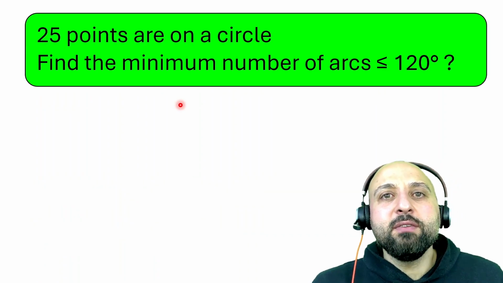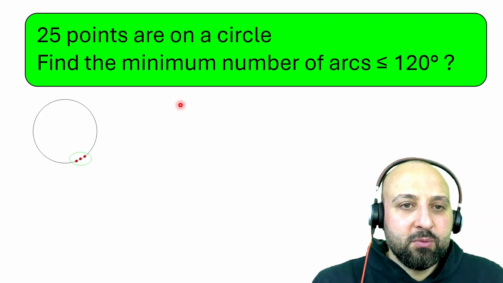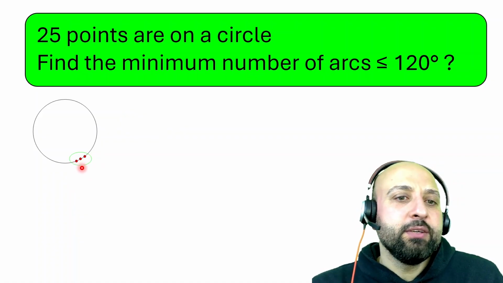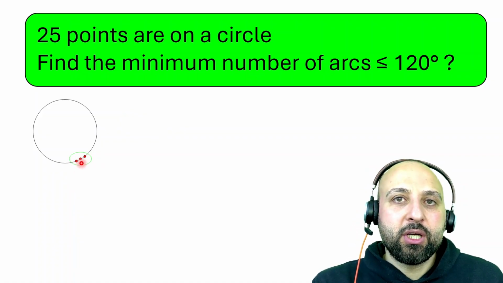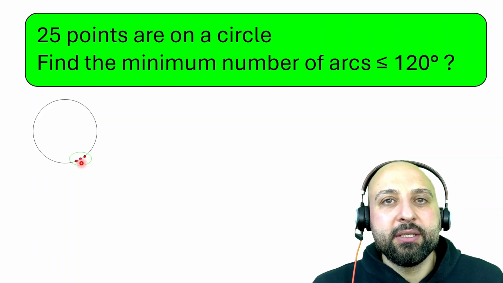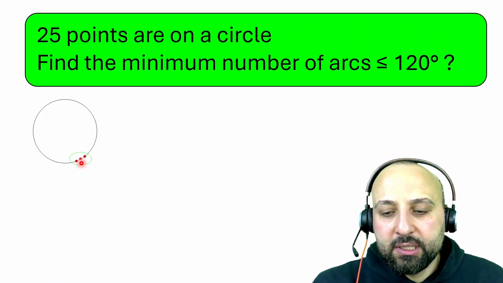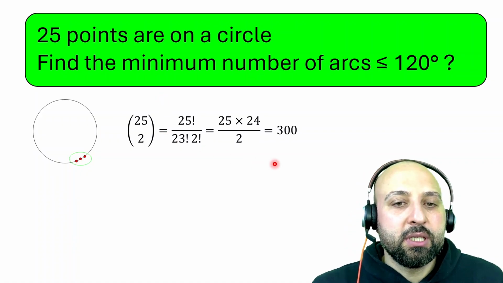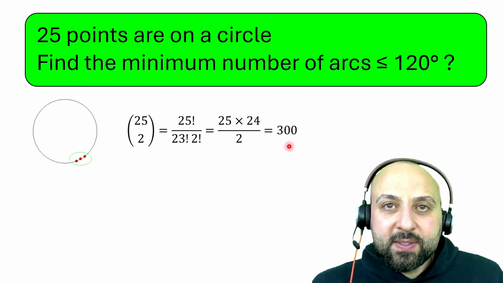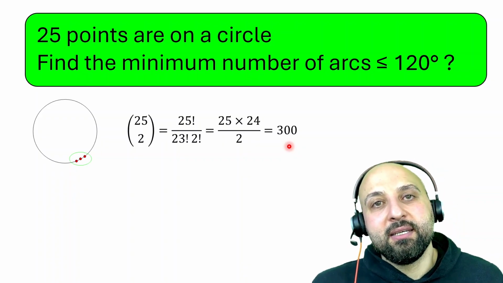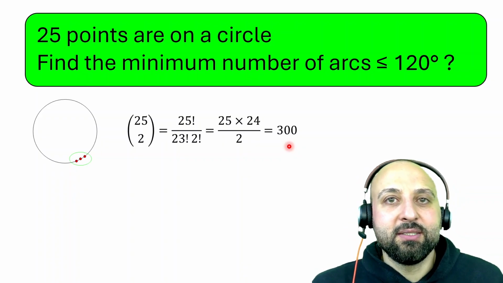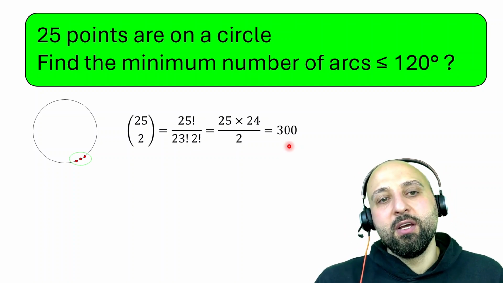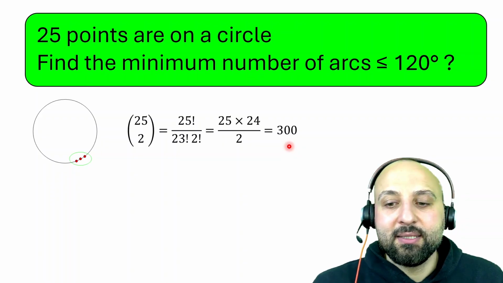All right, so we can start with some simple examples when we see such an exercise. I put all these 25 points at one location close to each other. Obviously, in that case, every 2 points will create an arc that is less than 120 degrees. The total number of arcs will be 25 choose 2, which becomes 300. So the maximum number of arcs that we can make with equal or less than 120 degrees is 300. But obviously, we want the minimum number of arcs, so we have to find examples that are less than this.